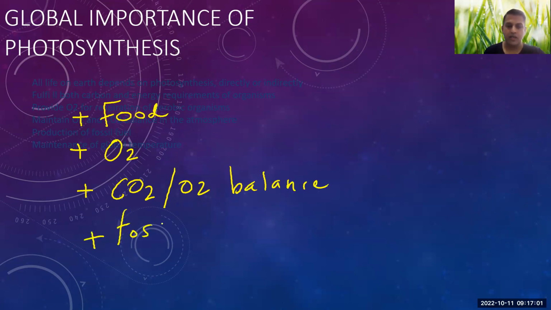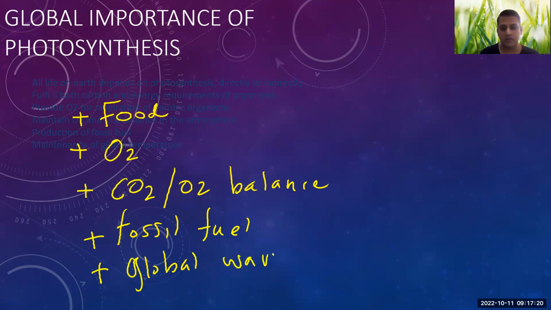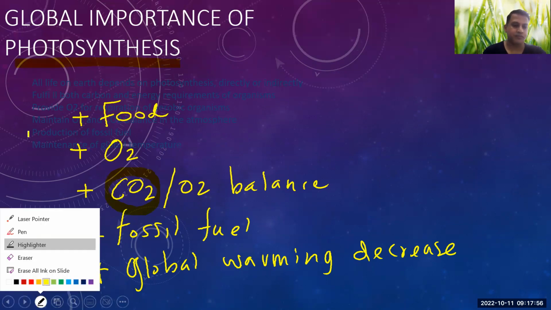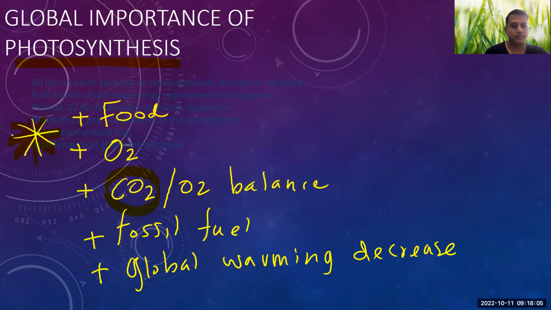And the other one, it gives us fossil fuel. Petrol, diesel, kerosene oil, all the oil is given by fossil fuel. Last one, it reduces global warming. Decrease. Why is that? We're going to learn in the future, carbon dioxide can increase global temperature. Plants absorb carbon dioxide and try to reduce the carbon dioxide level in the atmosphere, right? This is also very important. I think at the end we have a structured question again. This has also been asked in the past.